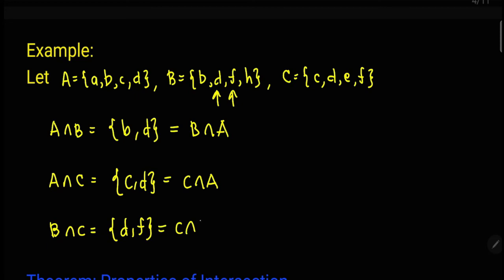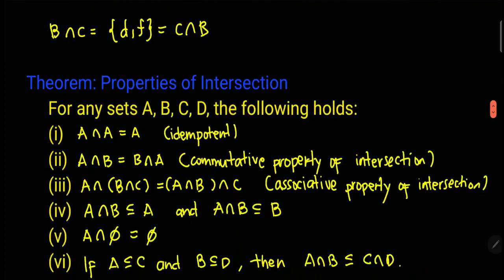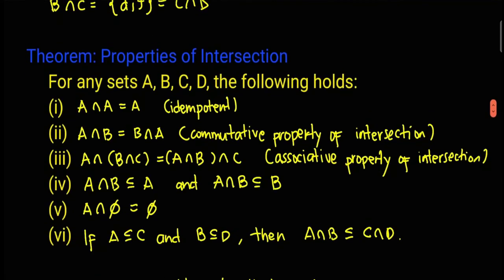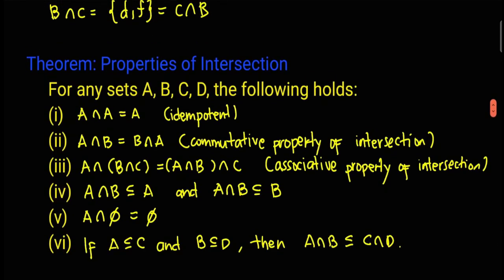We can easily summarize the properties of intersection, which are analogous to the properties of union. So we have, for any sets A, B, C, and D, the following. A intersection A is A itself. Meaning, what are the common elements between A and itself? Of course, the whole set. A intersection B is the same as B intersection A, meaning intersection is commutative. So both union and intersection are commutative set operations.